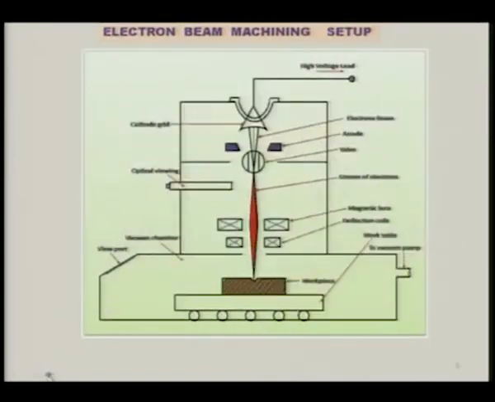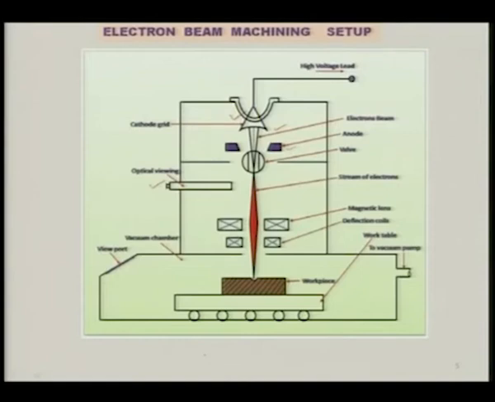Here are some salient features of the electron beam machining setup. As you can see, here is a cathode grid, which, as I mentioned, is heated to a very high temperature and emits a stream of electrons, written here as electron beam. Then it is attracted towards the anode, shown here by this particular shape, and then there is a valve through which the beam of electrons passes, and here is the optical viewing device through which you can see the beam of electrons passing through.